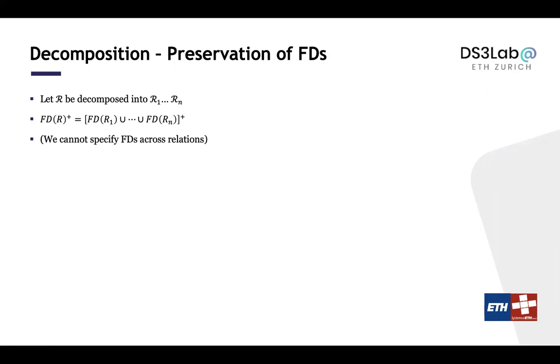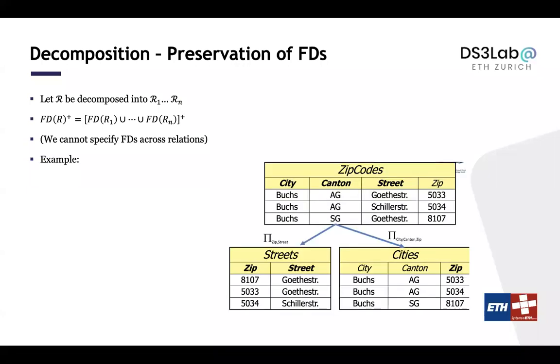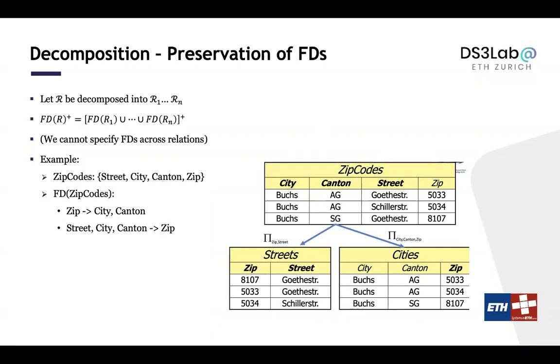Again, remember, we cannot specify functional dependencies across relations. So this is one example. You have the zip code. Assuming we have these two functional dependencies: given zip code, you know city and canton; given street, city, canton, you know zip code. We can decompose these four attributes into two smaller relations. One contains zip code and street, another contains zip code, city, and canton.